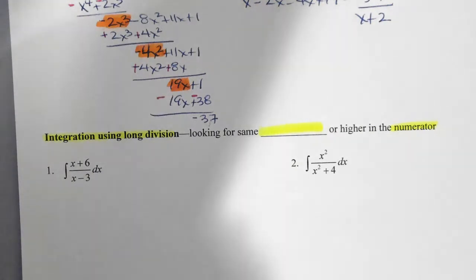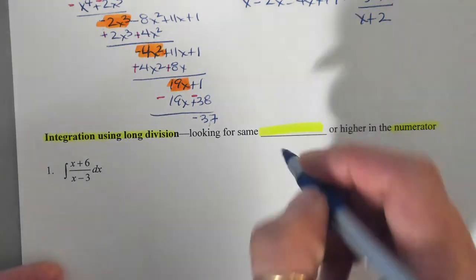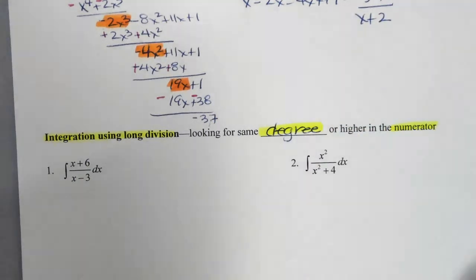So if you think back to this, when we actually divided rational functions, this would be a slant asymptote. Do you guys remember that? Slant asymptote. You're not calculating a slant, but that's the whole idea. You're getting a slant asymptote. You can actually divide. So you're looking for the same degree or higher in the numerator.